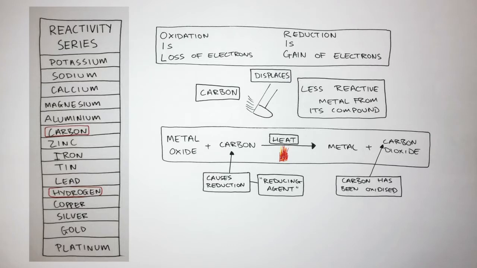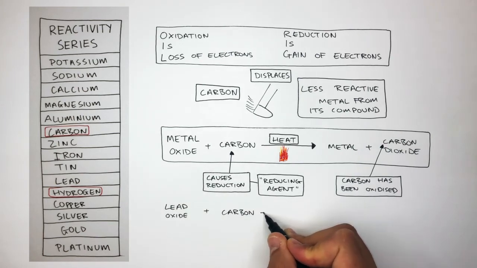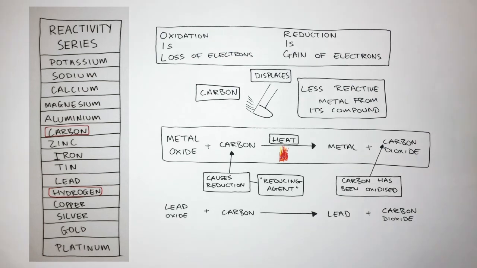An example of a metal oxide being reduced by carbon is lead oxide reacting with carbon to form lead and carbon dioxide. Carbon is able to displace lead from lead oxide because carbon is more reactive than lead. We know this because carbon is higher than lead in the reactivity series.